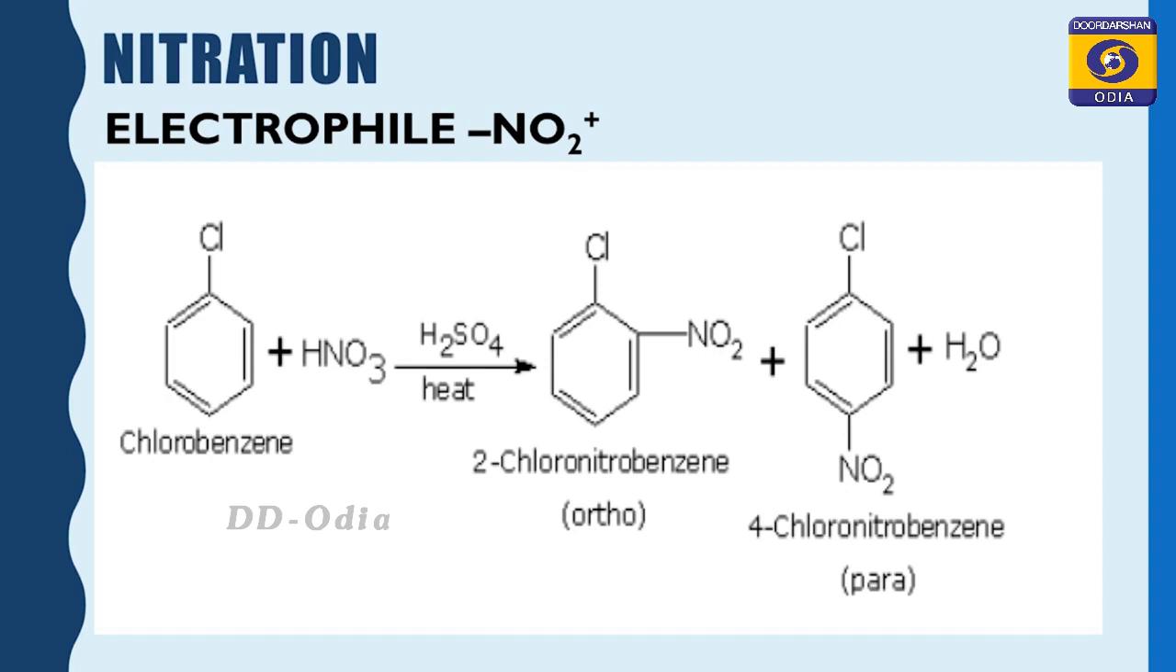And again, from these two products, which one is the stable one, which one is the major one? Yes, the 4-chloronitrobenzene is the major one. So, all these things we had already discussed in the previous class, and all these were only to refresh your memory about the electrophilic substitution reactions.